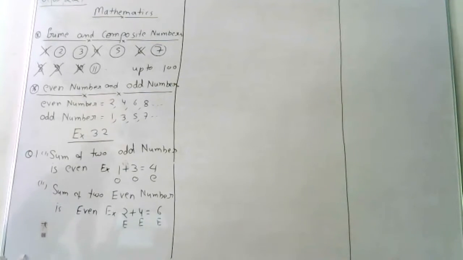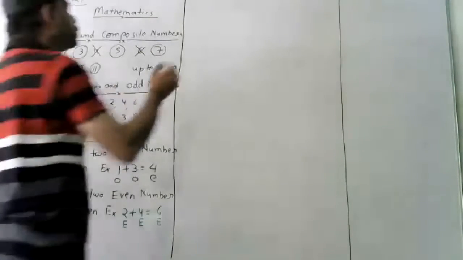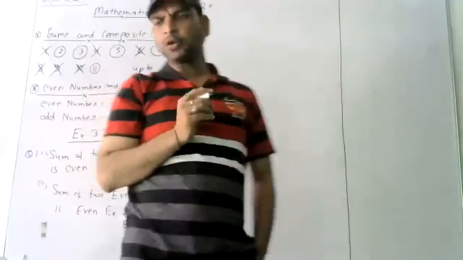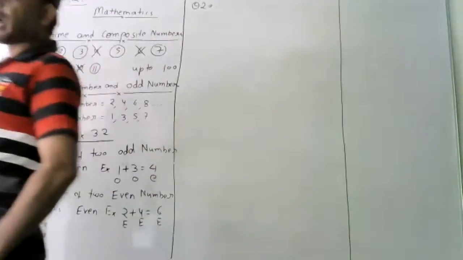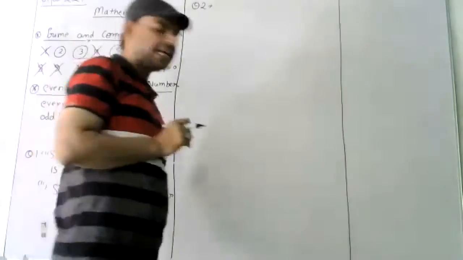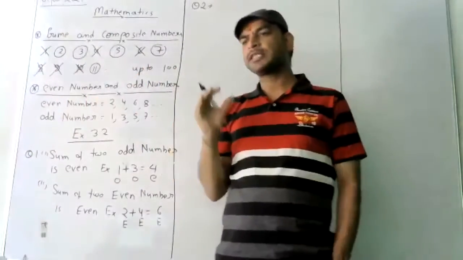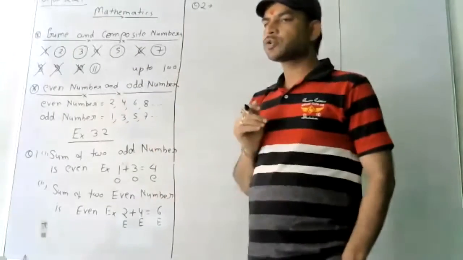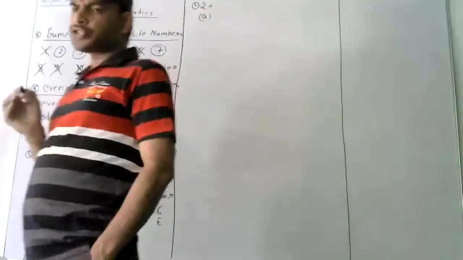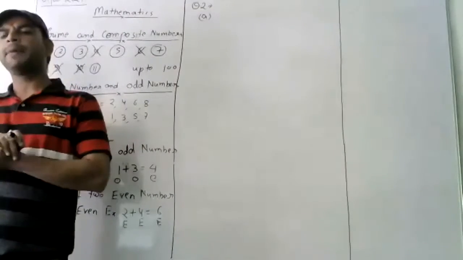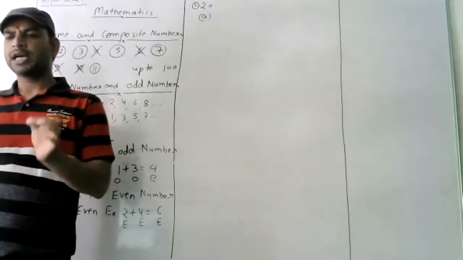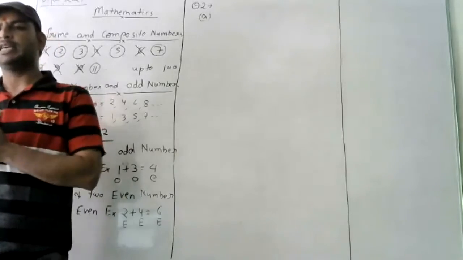Now, next question number 2. In the second question, state whether the following statements are true or false. If the statement is true, then say true. If the statement is false, then say false. Our first statement is A. The sum of three odd numbers is even.